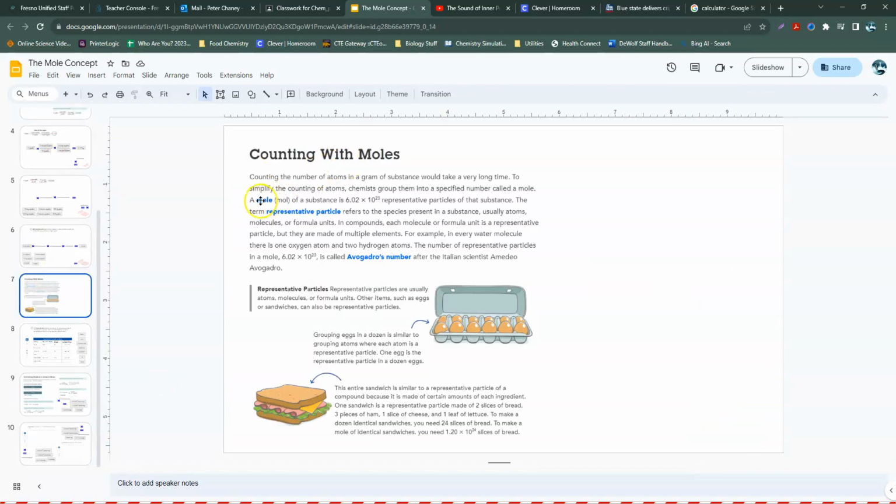Okay, lastly, the definition of moles, the number is 6.02 times 10 to the 23rd. We are counting representative particles. So for atoms, that's atoms. For molecules, it's all the atoms in a molecule. And then for formula units, that's what we know as ions.